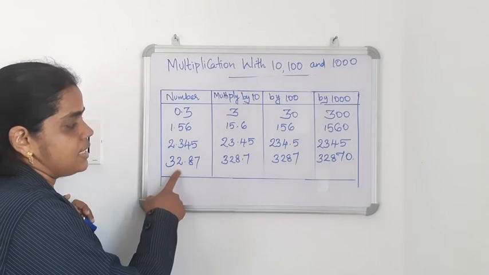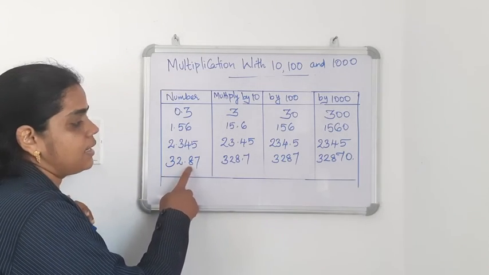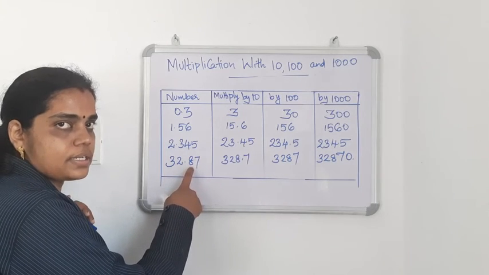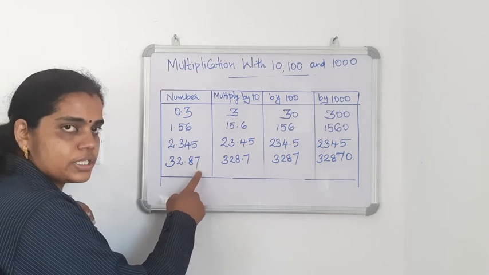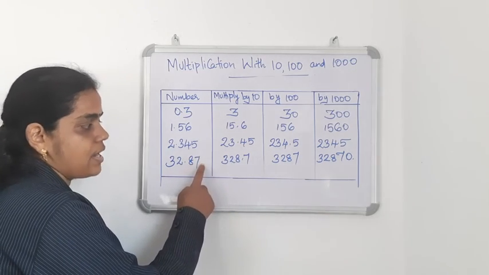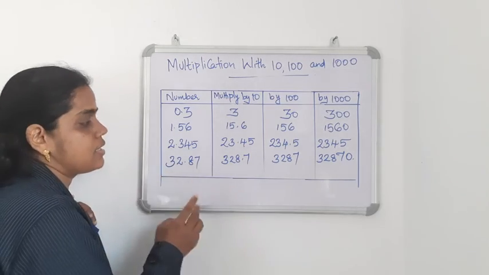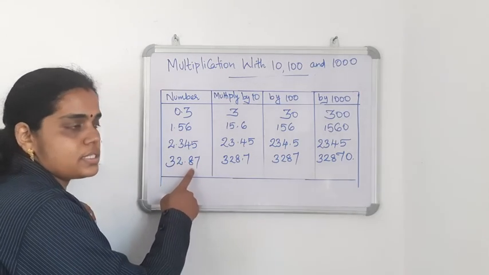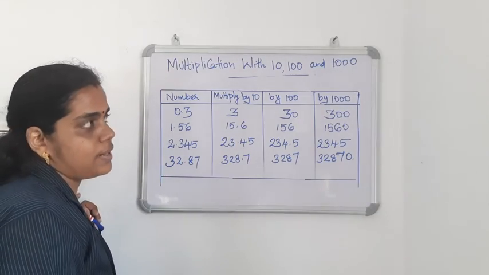Okay. Then this example 32.87, multiplication by 10 means after 1 digit, that is after 8. Then 100 means after 2 digits, so after 7. Then multiplication by 1000 means after 3 digits. But here only 2 digits are there, that's why we need to use one more 0 here.